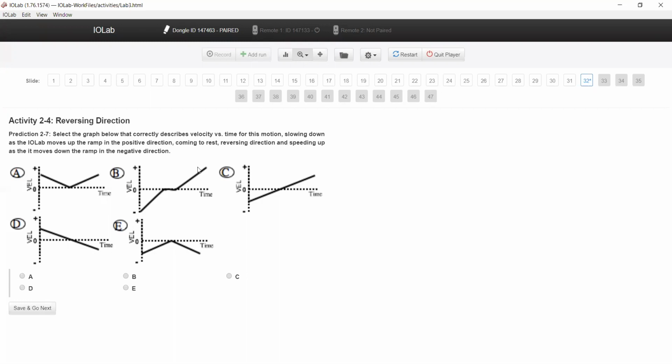So make a prediction. We will be slowing down in the beginning, so velocity has to be positive and going down, and then continue to the negative side and speeding up. Okay, so make a prediction and then move to the next slide.